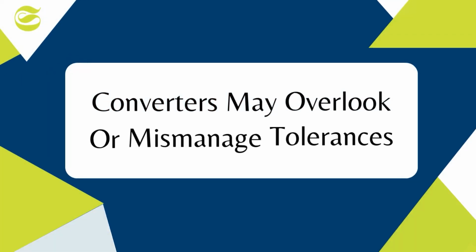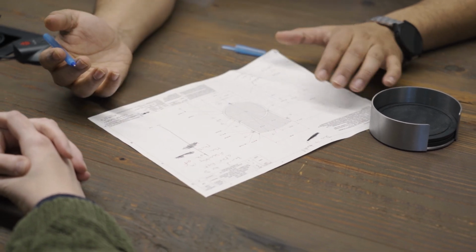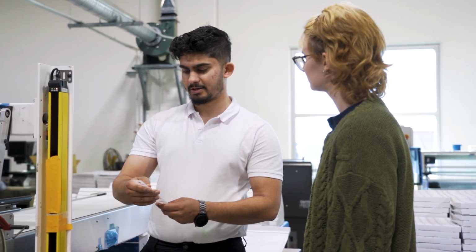Second, converters may overlook or mismanage tolerances. If you have overly tight tolerances or a tolerance critical to part performance, and it's not defined well, you could find yourself in a situation where you're paying for a tolerance you don't need, or you have parts that are not functional. Ignoring it or failing to adjust the drawing during the design phase can lead to serious production issues.